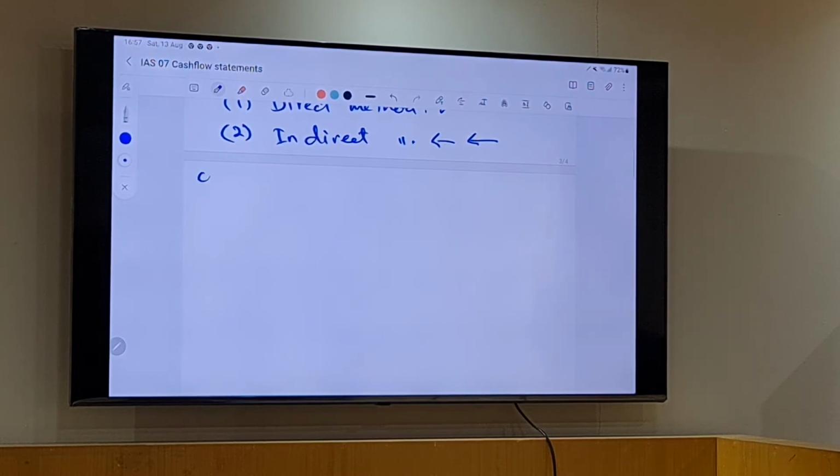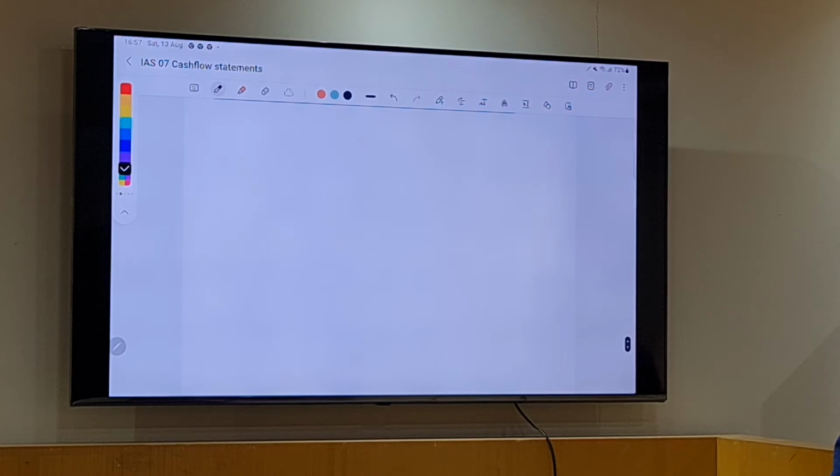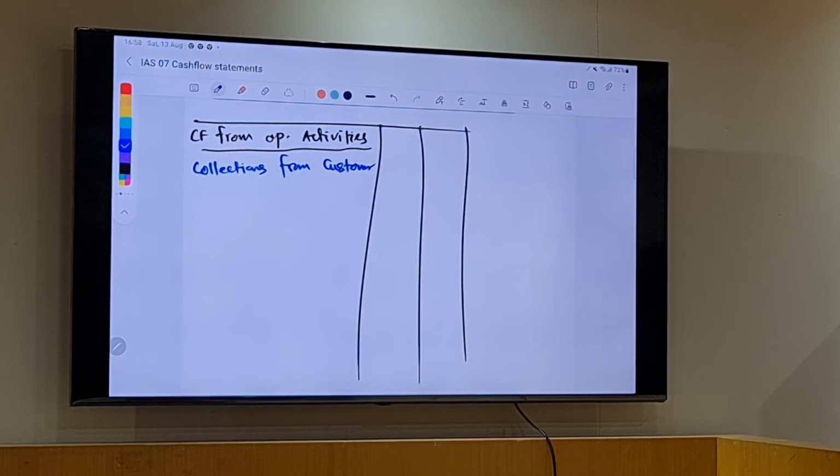First I will work out the cash flow statement. So we will have to work out the cash flow from operating activity. We will start with collections from customers. When I say collections from customers, there are two types of collections. One is day-to-day cash sales. If you have cash sales, the customer paying you, that is also collections from customers.